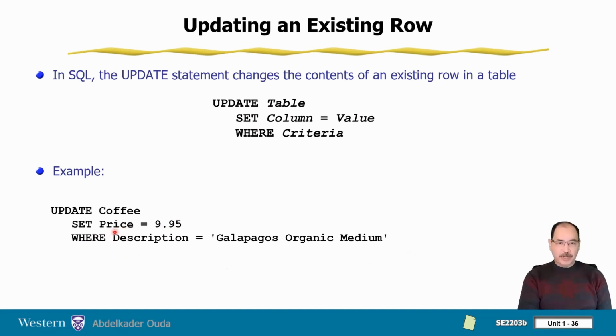Update the price for all rows in the table where the description value is equal to this value. If we have just one, we're going to update just one price. If we have multiple rows having this description value, then I'm going to update all of them. The price is going to be 9.95.